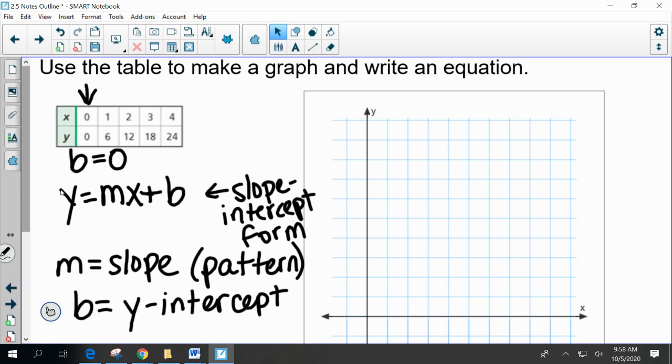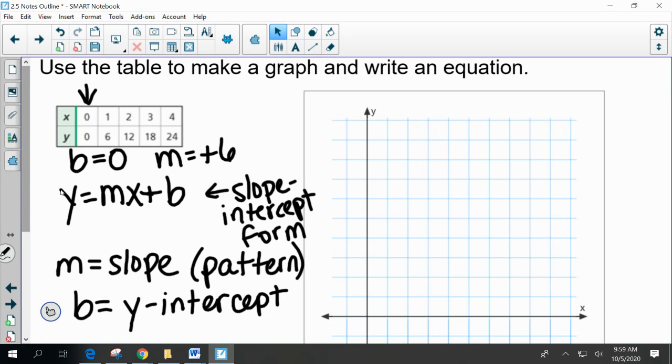Okay, now look at your pattern. Look at what's happening on your y side of your chart. What's happening with your numbers? What are they doing? They're increasing by 6, okay? So our pattern that's happening is adding 6 every time.